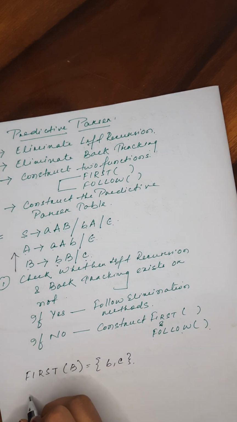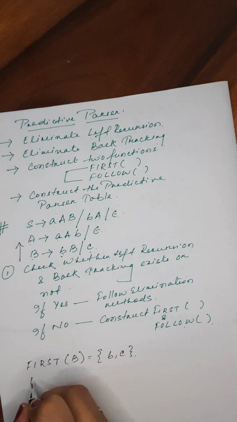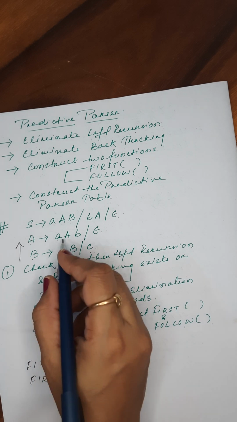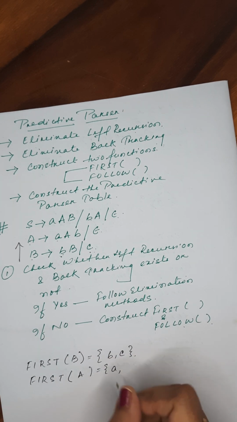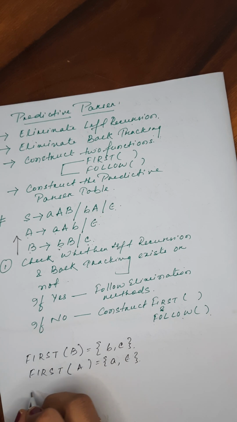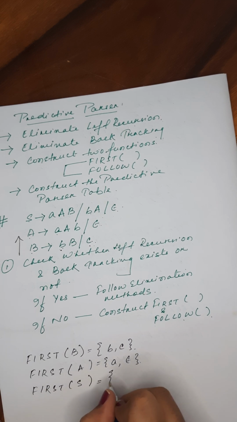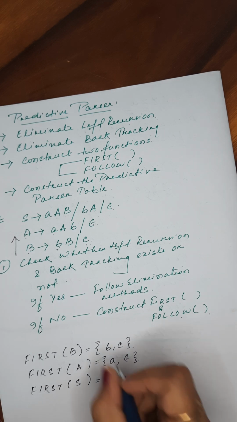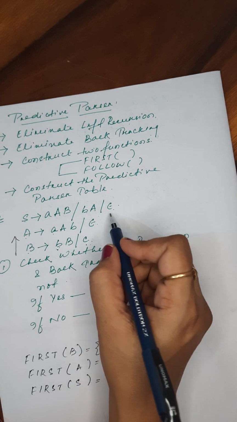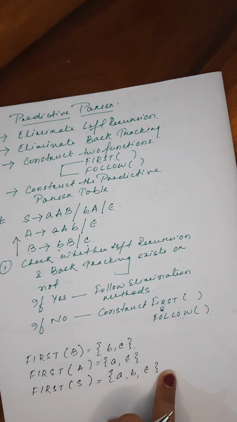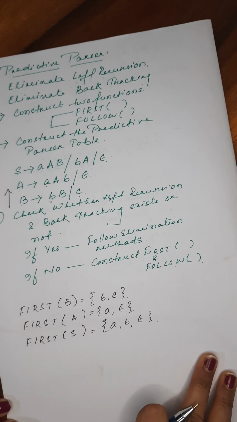Now, next comes first of A. Again the same thing, small a and epsilon. Third one, first of capital S is equal to, again first symbol is a terminal, so A, second symbol is a terminal, so B, third symbol is a terminal, so epsilon. So, only rule 1 was applicable for calculation of first and we have calculated the first for all the three productions. Then we will go for follow.